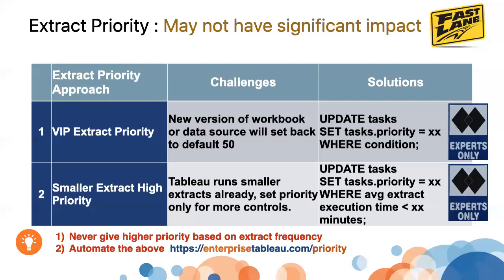All right, tips. Tip number one, never give higher priority based on extract frequency. If someone says, I have hourly, I cannot delay, give me higher priority. No, never. Why? Because that encourages wrong behavior. If hourly gets higher priority, those people set every half hour. Even if they don't need hourly, they'll set hourly. That's wrong behavior.